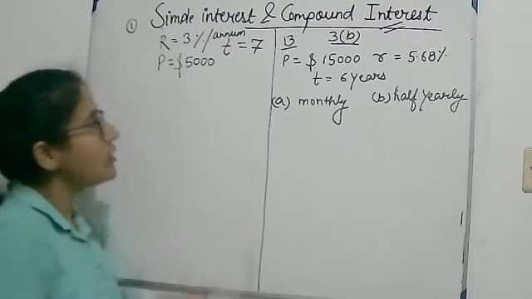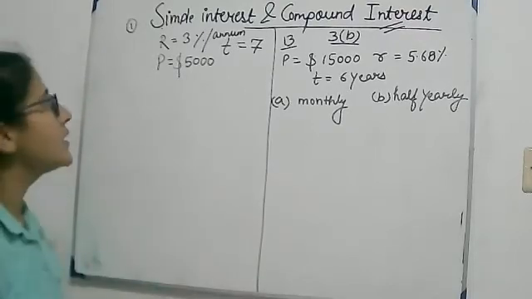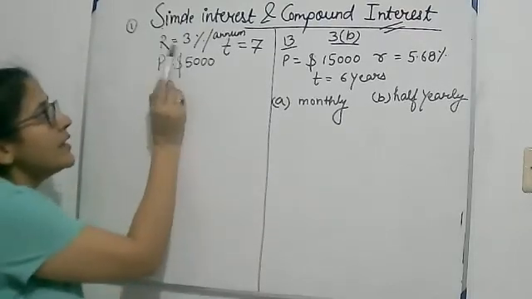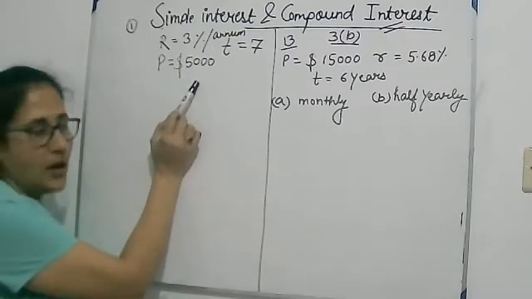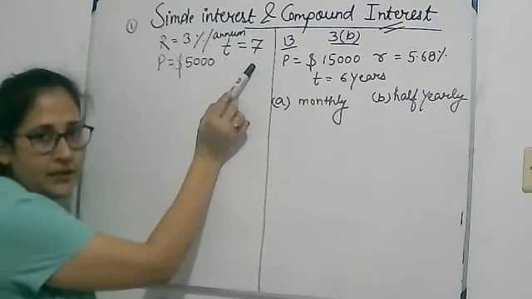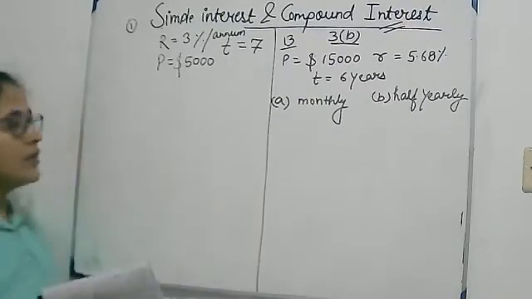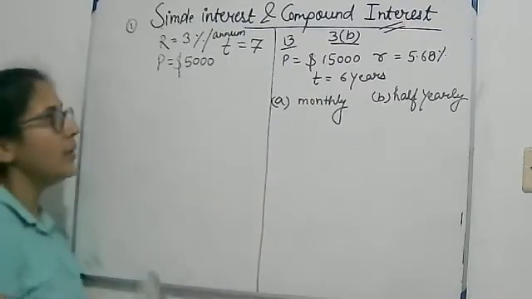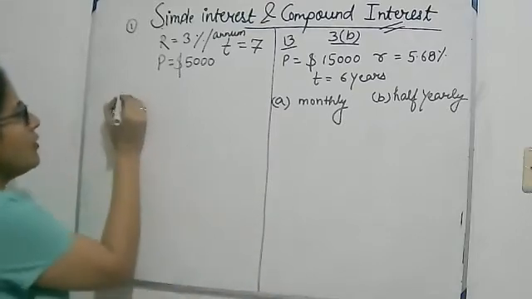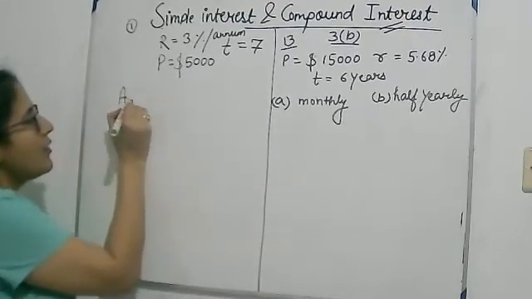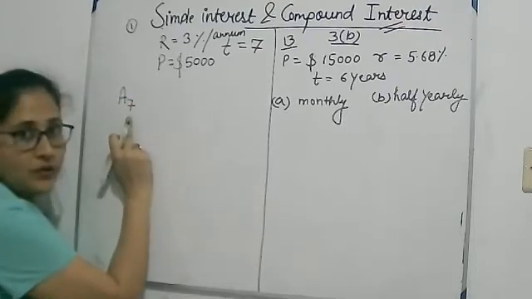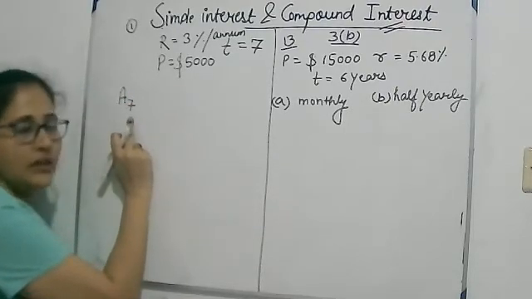Okay, so now solve this question. In this question, what is given? Rate is 3% per annum, the principal amount is $5,000, and the time is 7 years. And we have to find compound interest. So first we need to find the amount which we have to pay at the end of the 7th year.